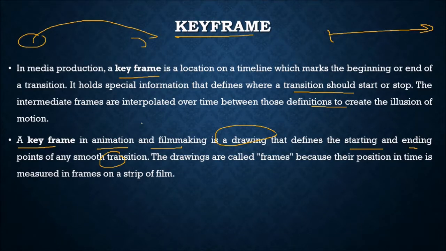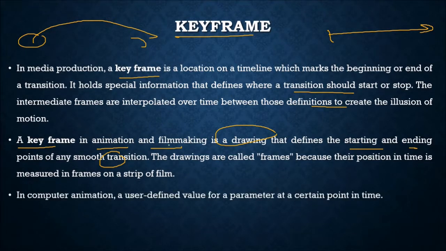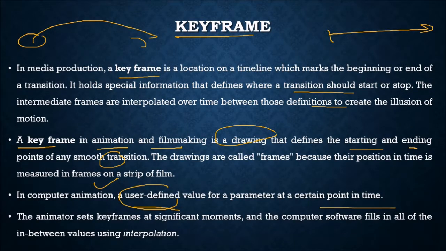These drawings are called frames because their position in time is measured in frames on a strip of film. In computer animation, a keyframe is a user-defined value for a parameter at a certain point in time. The animator sets keyframes at significant moments, and the computer software fills in all the in-between values using interpolation.